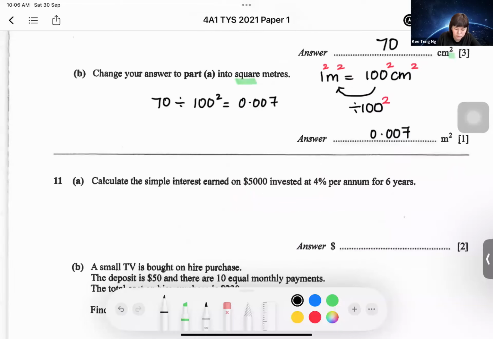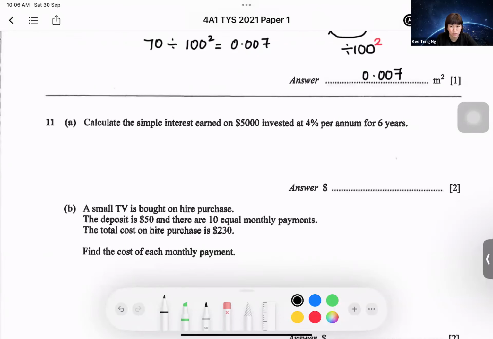Next question, calculate the simple interest, all right? So let's recall the simple interest formula. Simple interest, I equals PRT over 100. So I is the interest. They want to calculate the interest earned. And what is the P? P is the amount of money that is being invested or being borrowed. So this is the P.